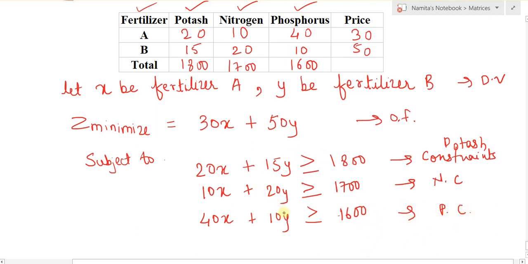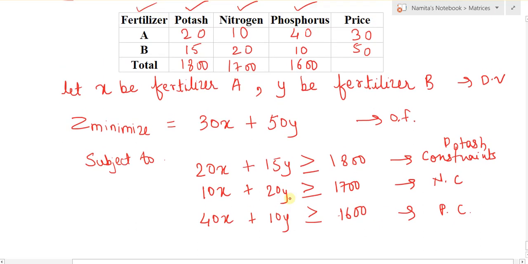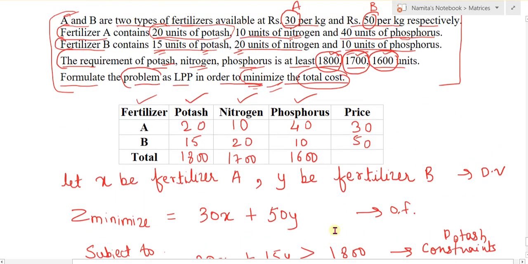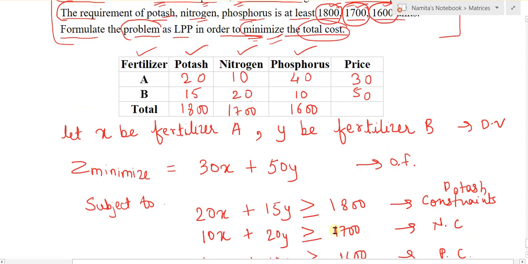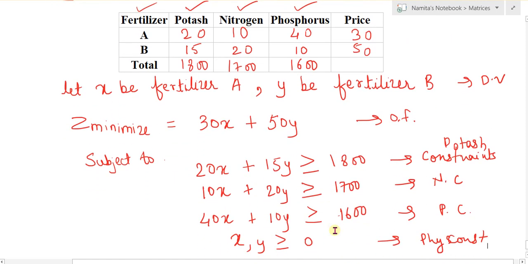Now, the fourth step is what? To find the non-negativity constraint, which is also called the physical constraint. Now, always the physical constraint will be x, y greater than or equal to 0. This is our physical constraint. So these are the steps to formulate the LPP. Okay, so in this way you have to formulate the LPP for minimization of the cost.